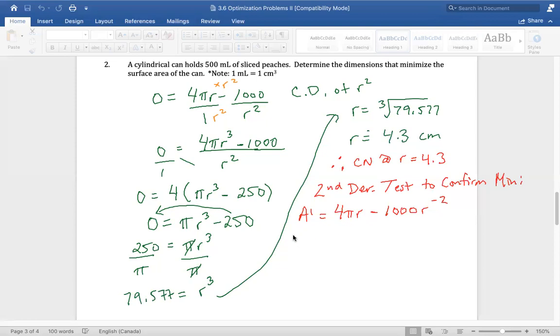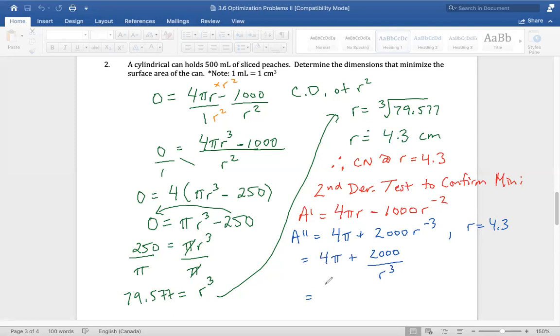Now I'm taking my second derivative. With respect to r, the 1 would come in front and be 4 pi, but then I'd have r to the exponent of 0. And then I would have negative 2 times negative 1000, which would be positive 2000, right? R to the negative 3, subtract another 1. And then if I want to evaluate when r is equal to 4.3, when we were evaluating, we didn't want the negative exponent. So I brought that down below: plus 2000 divided by r cubed, positively.